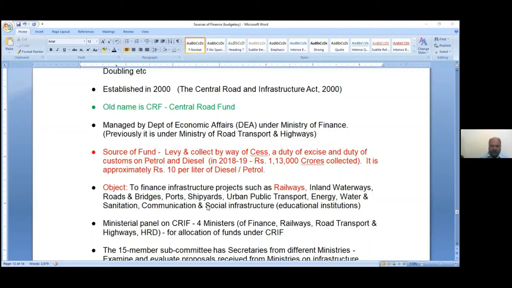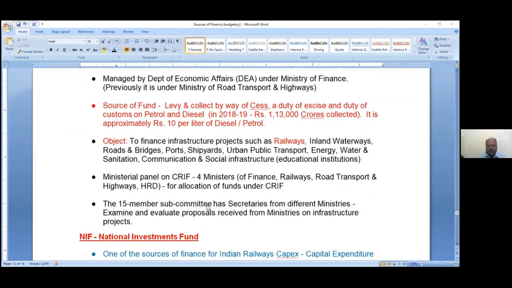Now we'll check the objective and what are the debits to this fund. That is to finance infrastructure projects such as railways, inland waterways, roads and bridges, ports, shipyards, urban public transport, energy sector, water and sanitation, and communication and social infrastructure. This is recently added. Social infrastructure means creation of new buildings, new educational buildings. That is HRD.